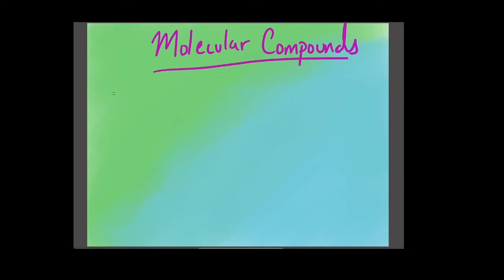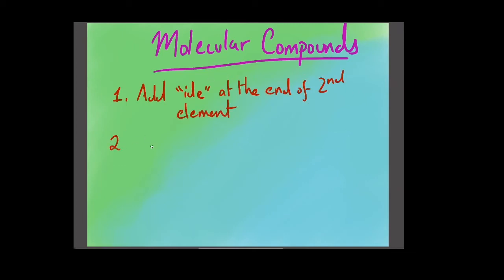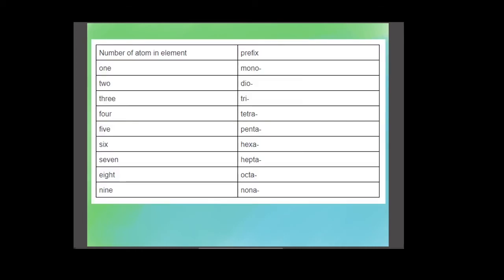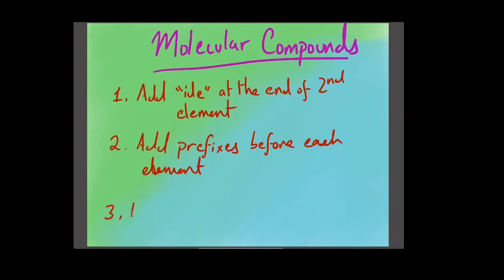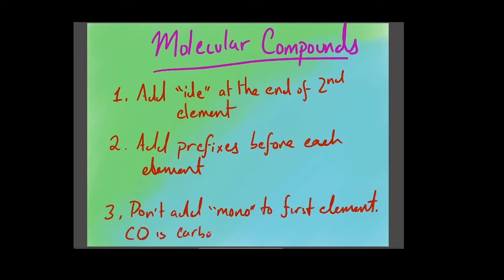Step 1 for naming molecular compounds involves removing the ending of the second element and adding "ide", similar to naming anions in ionic compounds. Second, when naming molecular compounds, prefixes are used to dictate the number of a given element present in the compound. These are the prefixes that you will need to know in order to name molecular compounds. If there's only one atom in the first of the elements, drop the prefix. For example, CO is carbon monoxide, not monocarbon monoxide.